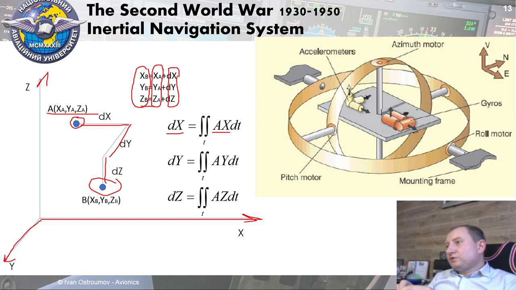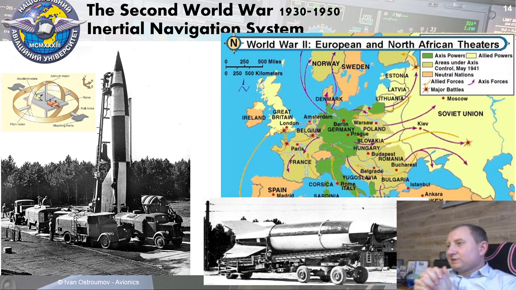However, inertial navigation was actually not invented for aviation. It was used in V1 rockets to reach England from the territory of Germany. And we know exactly that the performance of the inertial navigation system was not so perfect. Therefore, most rockets could not reach even a particular city.